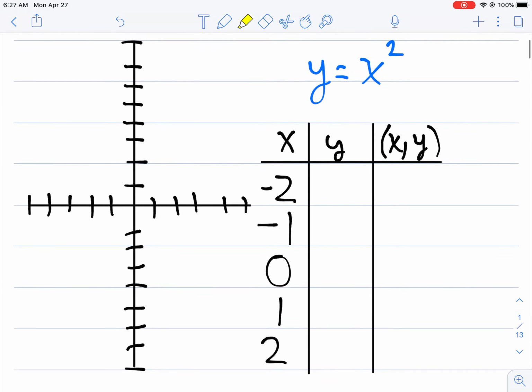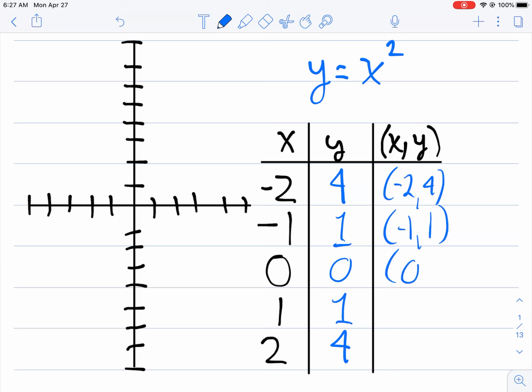We're just going to do that by generating ordered pairs, something real simple. I'm just going to plug in these values for x: -2, -1, 0, 1, and 2, and then generate ordered pairs when I find corresponding values for y. Of course, -2 squared is positive 4. -1 squared is positive 1. 0 squared is 0, 1 squared is 1, and 2 squared is 4. So I generate the ordered pairs (-2, 4), (-1, 1), (0, 0), a point at the origin, (1, 1), and (2, 4).